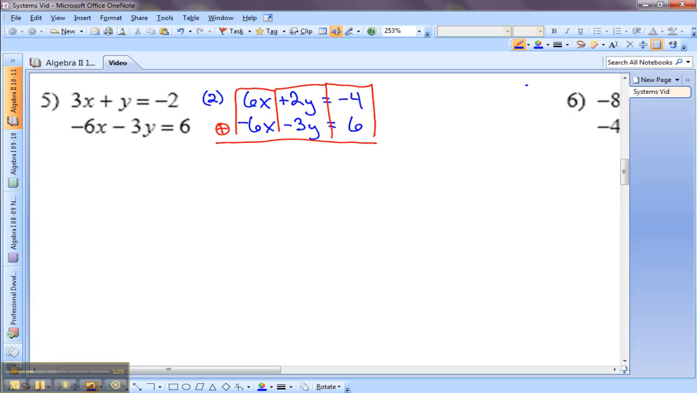6x plus negative 6x will cancel out. 2y plus negative 3y gives us negative y. And negative 4 plus 6 gives us 2. When we divide both sides by negative 1, we see that our y value is equal to negative 2.